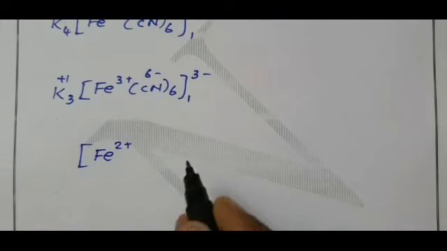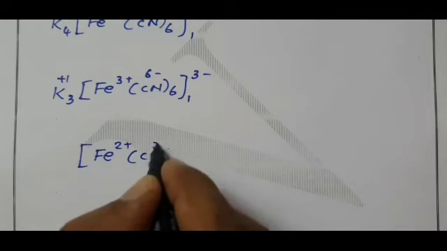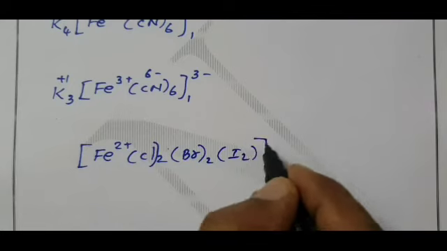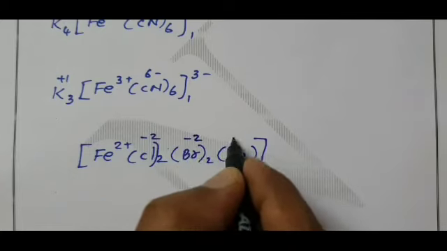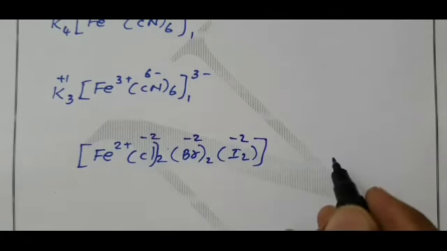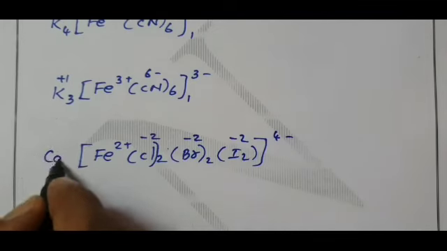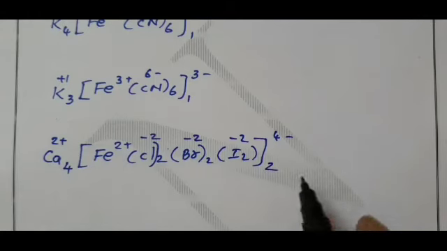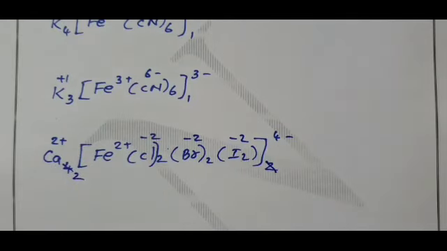Fe2 plus, coordination number 6, Cl2, Br2, I2, all these are monodentate. 1 chlorine 1 minus, 2 chlorine 2 minus, 2 bromine 2 minus, 2 iodine 2 minus. Charge on the coordination sphere is here 6 minus, 4 minus. So calcium we can use, 1 calcium is a 2 plus ion, that 4 is here, this 2 is there. Now we can cancel 2 and 4, 1, 2 is 2, 2 2s are 4.